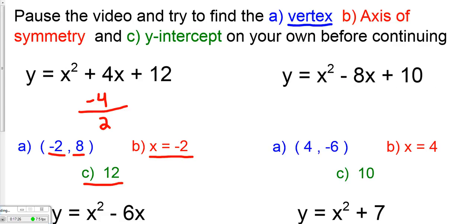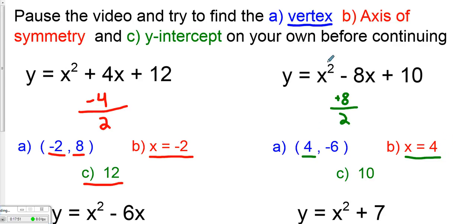We're going to do the same thing. Negative b, so I'm actually going to put in a positive 8 because it was a negative 8, over 2 times 1 is 2. So positive 8 over 2 is 4. So 4 is the x value of my vertex. I also say x equals 4 is my axis of symmetry.